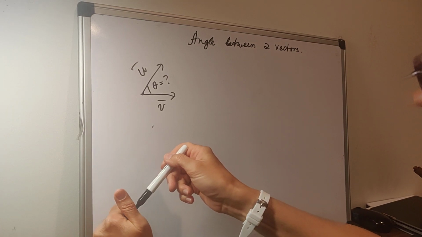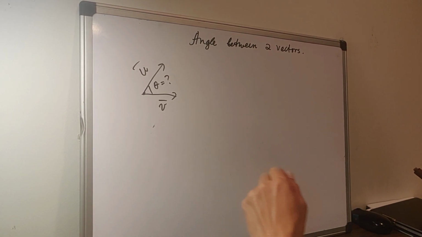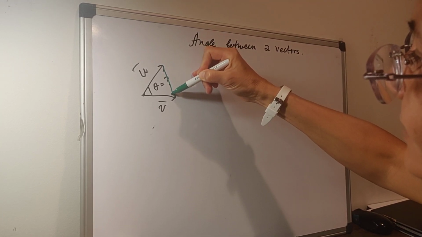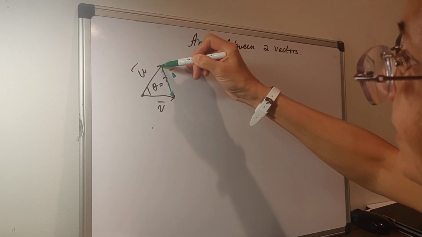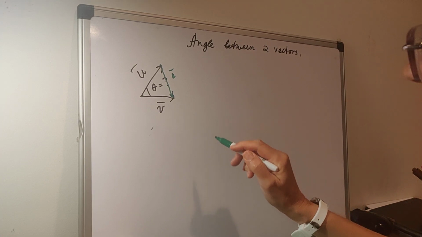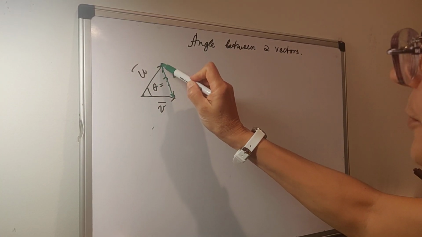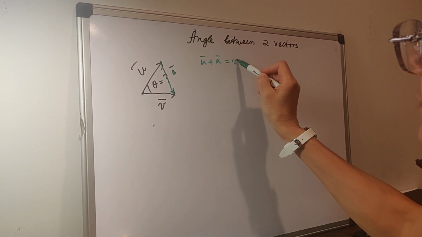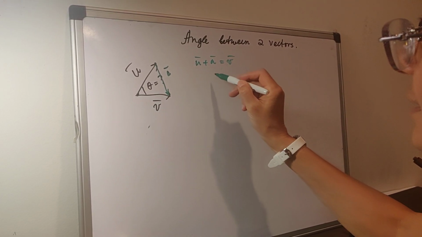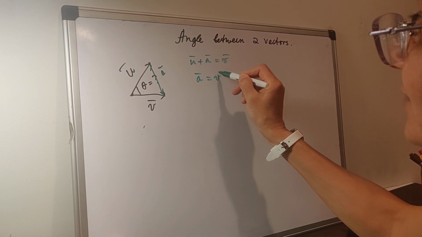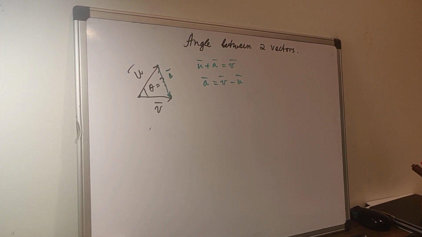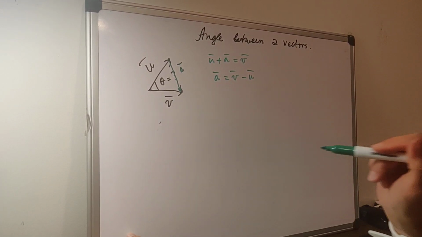First, I'm going to draw an additional vector a here, and I'm going to make it look like a triangle. Vector a is going to go like this, connecting this part and this part. Now guys, if you look at u plus a, you are going to see that it equals v, right? From where you can write down that a equals v minus u. So that's going to be the expression for vector a.